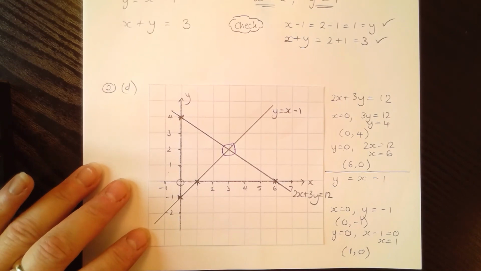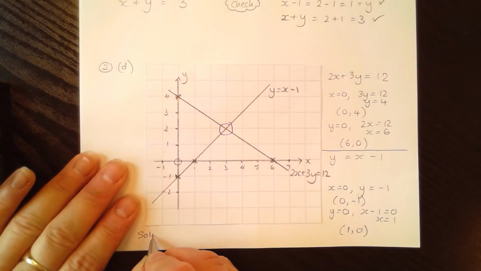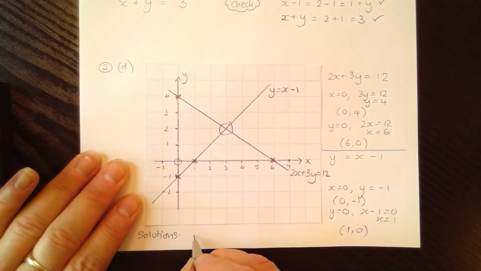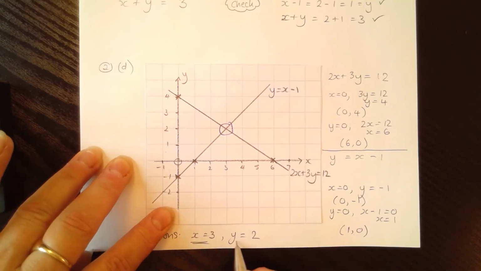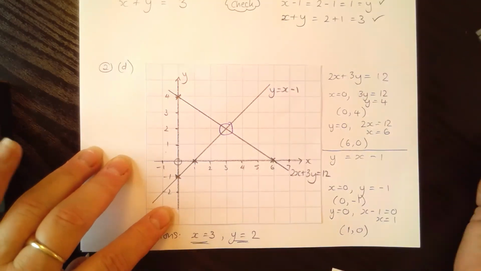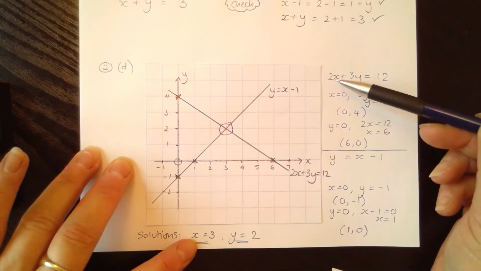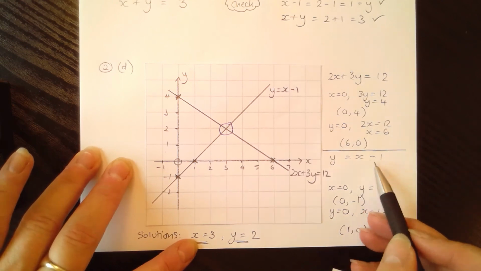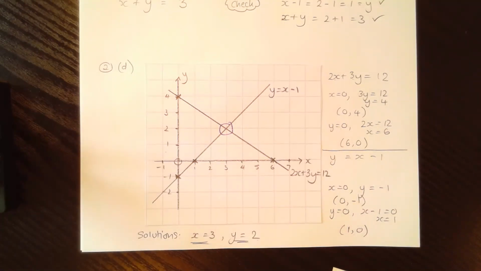So the solutions are x is equal to 3, y equals 2. Do a quick mental check in here. 2 lots of 3 is 6, 3 lots of 2 is 6, 6 add 6 is 12, works. And on this one, 3 take away 1 is 2, which is y, so it works. You know you've got it right.